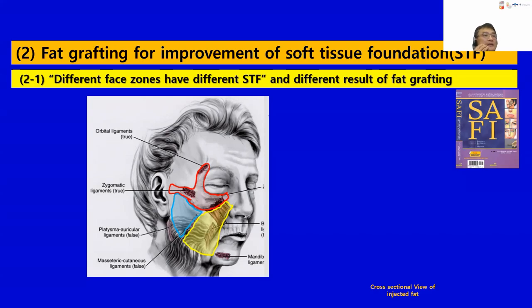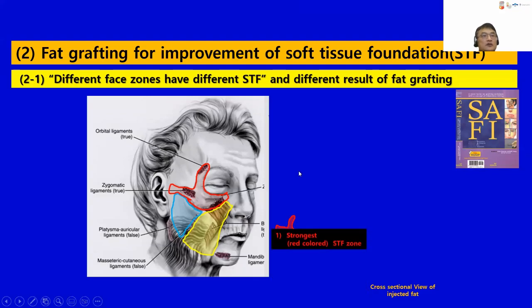The yellow part is the weakest soft tissue foundation. That's because it is composed of small, movable facial muscle and elastic fiber, and the anterior part of the wall cavity is very relaxed. So this yellow part is the weakest soft tissue foundation area.